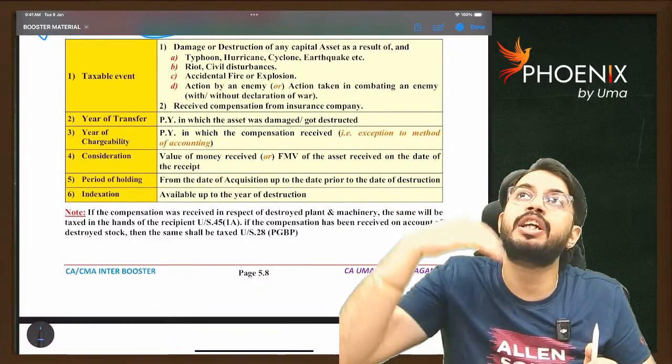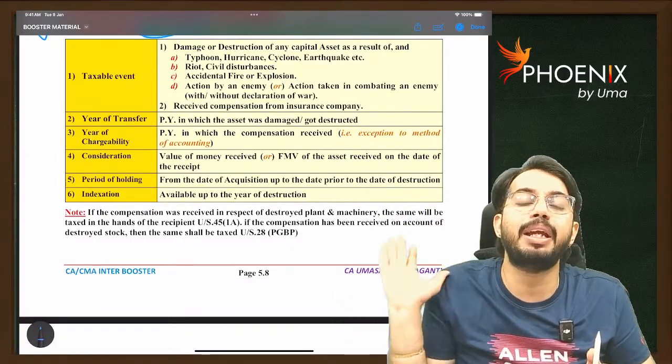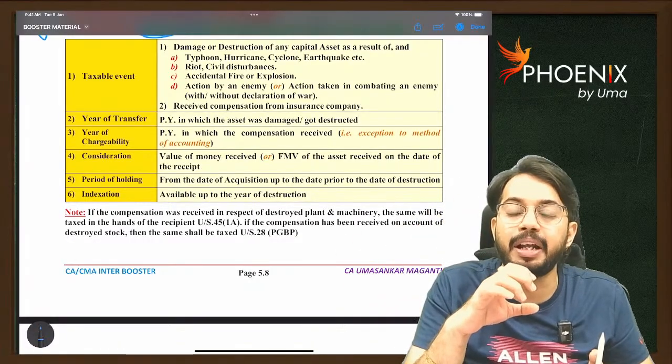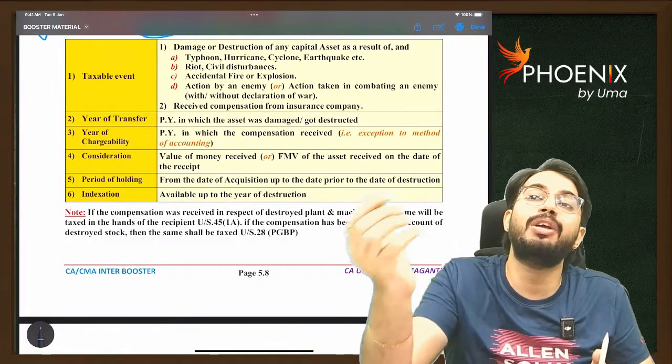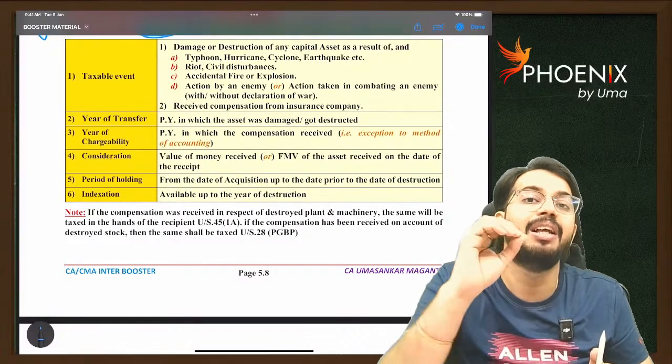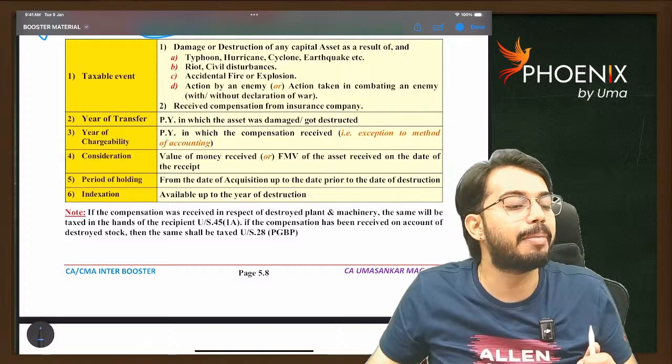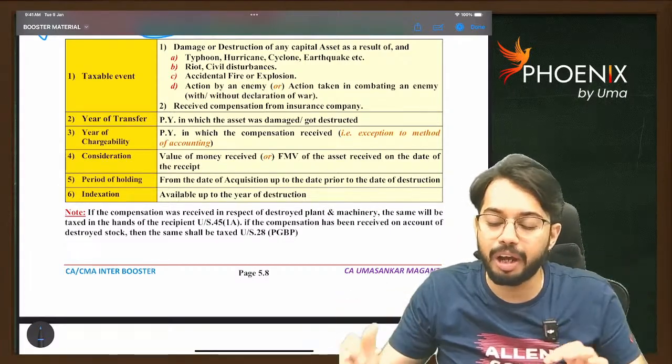Insurance company constructed new building. Insurance company gave me new building. Now I am getting consideration in the form of immovable property. Then whatever the fair market value of immovable property received is there, that will be taken as full value of consideration. Able to understand? Fair market value. Charan, you are correct. Okay.